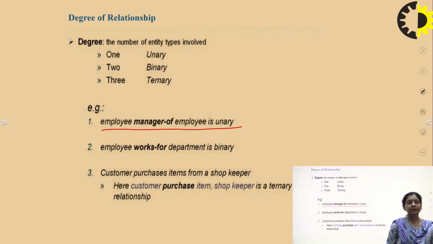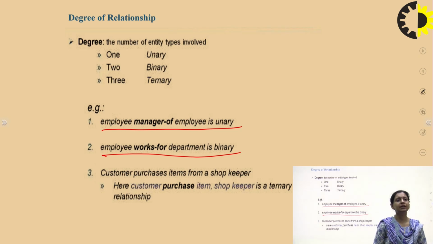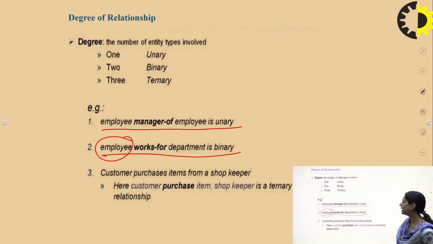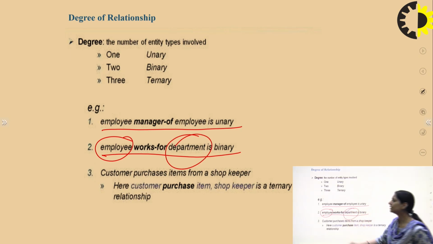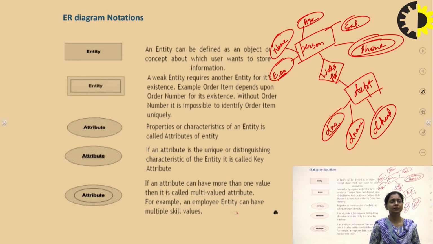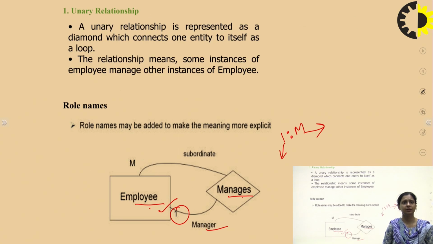Then a binary relationship would be where the employee is working for a particular department. Here, employee is a distinct entity, department is a distinct entity, and they both are related with the works for relationship, as we have seen in this also. So this type of relationship is a binary relationship where we have two entities related to each other by a relation.